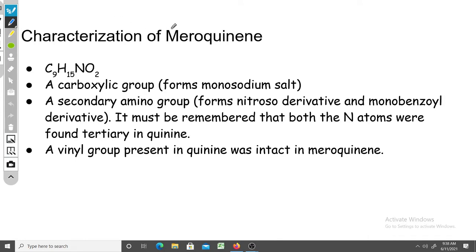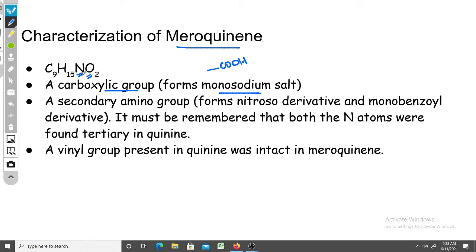After the characterization of quininic acid, we should know the structure of the other component, that is meroquinine. Meroquinine was found to have the formula C9H15NO2. So, we should know the nature of this nitrogen and this oxygen. In case of meroquinine, there is a carboxylic group. That is, it is confirmed that it forms a monosodium salt. That is, only one COOH group is present, so that it forms a monosodium salt.